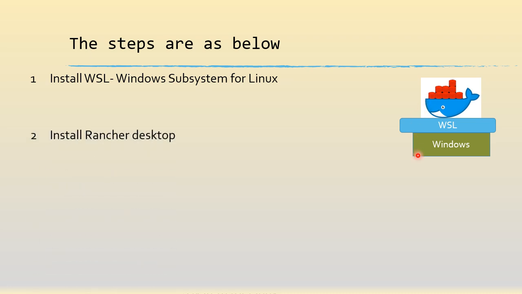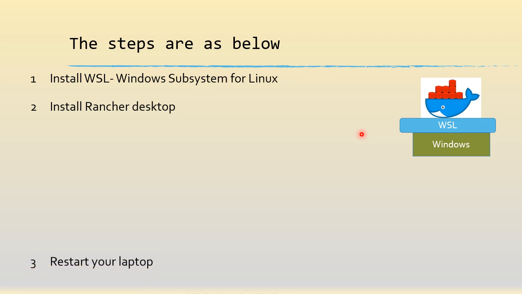system. Second is to go to the Rancher website and install the Rancher Desktop. We could have done this from a Docker Hub website as well, but now Docker is a paid one, so we will use Rancher, which is free to use.